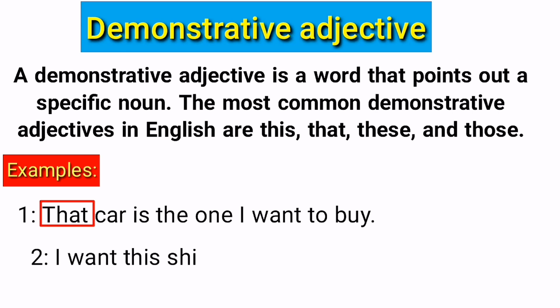I want this shirt. The word, this, is a demonstrative adjective because it demonstrates or points out something. In the sentence, I want this shirt, the word, this, points out or identifies the shirt that the speaker wants. The shirt is near the speaker, so the demonstrative adjective, this, is used.